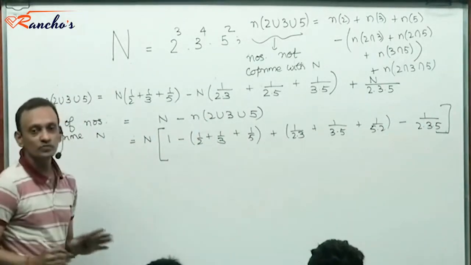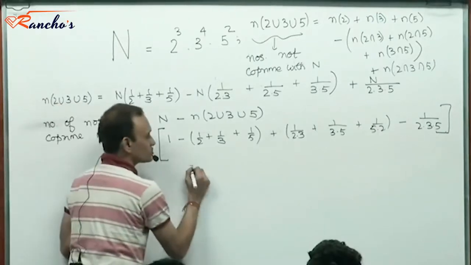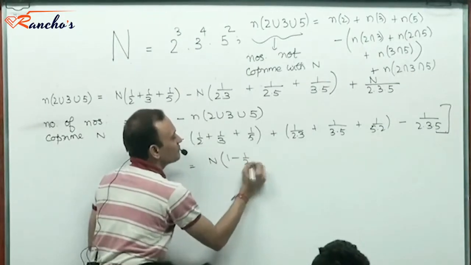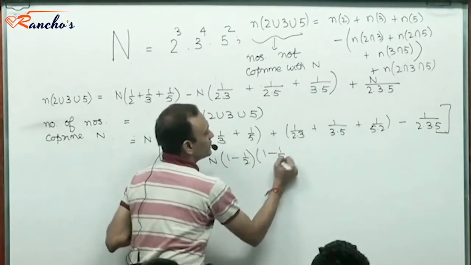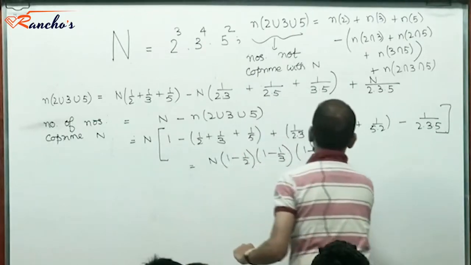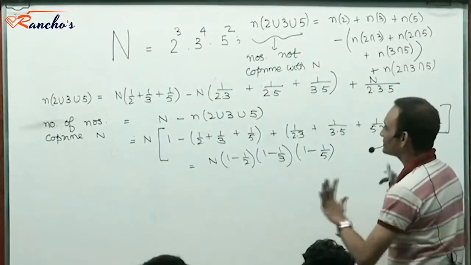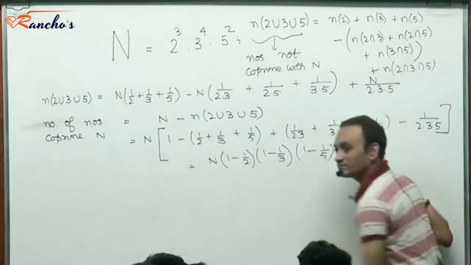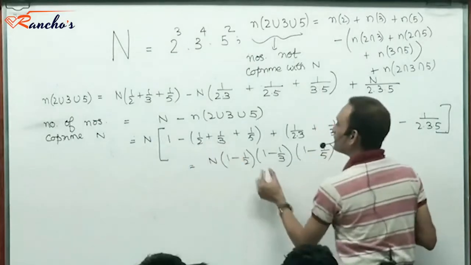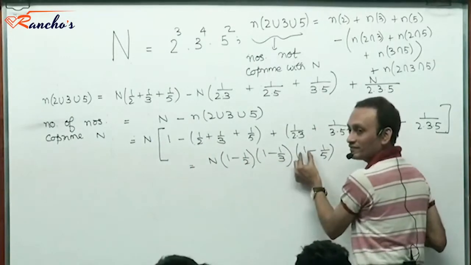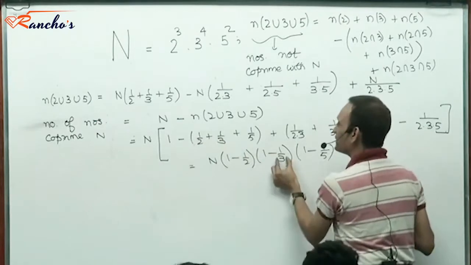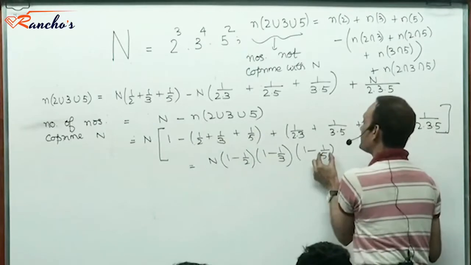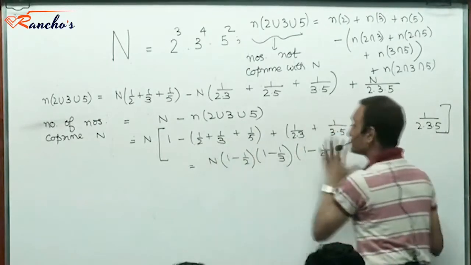Actually, this could be factorized as follows. This entire expression is: 1 minus half, 1 minus 1/3, 1 minus 1 by 5. See, check this out. 1 into 1 into 1, this one. Now where do you get this minus half? Minus half into 1 into 1. Where do you get this minus 1/3? Minus 1/3 into 1 into 1. Where do you get this minus 1/5? Minus 1 by 5 into 1 into 1.